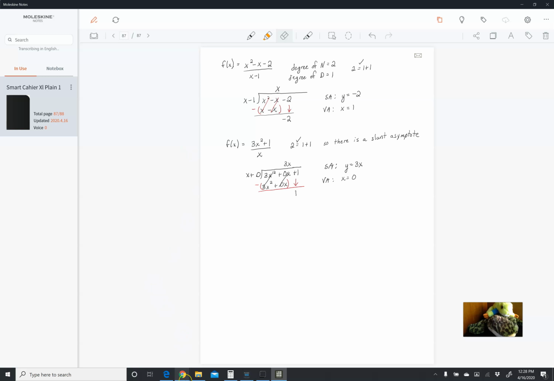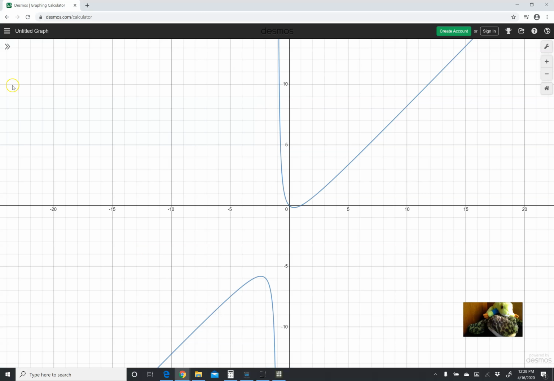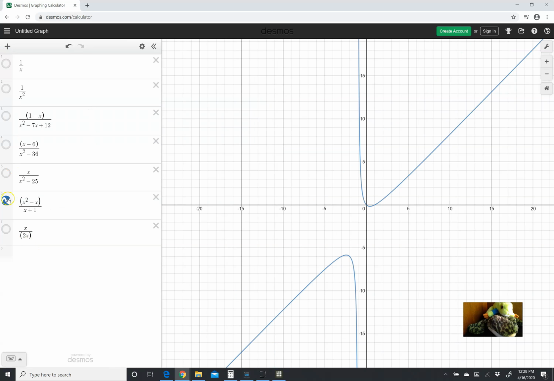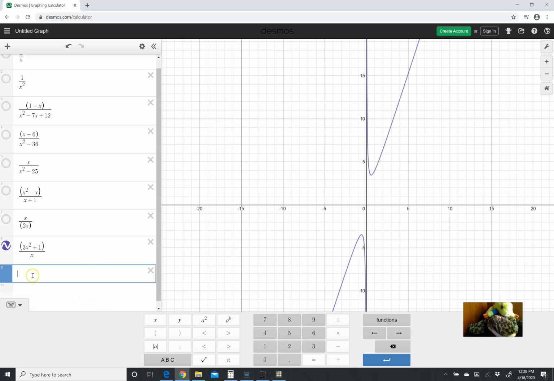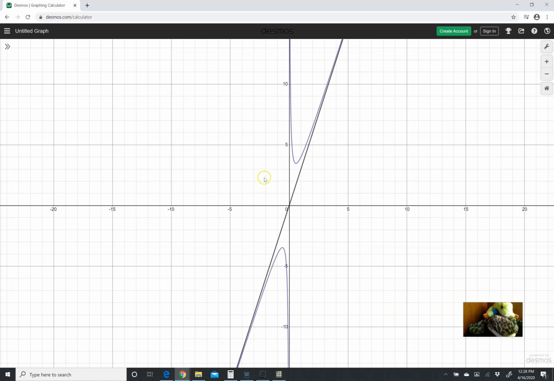And just so that you see what that looks like, if we graph 3x squared plus 1 over x, and I'm going to also put in y equals 3x. So you can see that this graph is approaching x equals 0, but it's also approaching the line y equals 3x. We can see that the graph gets very, very close to 3x, but it never touches it.